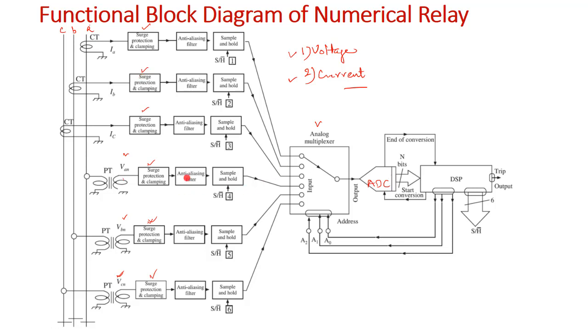So you can see here, for six signals, we are using six anti-aliasing filters, six sample and hold circuits, six surge protection and clamping circuits, whereas only one ADC, right? It converts the signal and sends it to the DSP, right? So this is how the DSP gives the trip output.